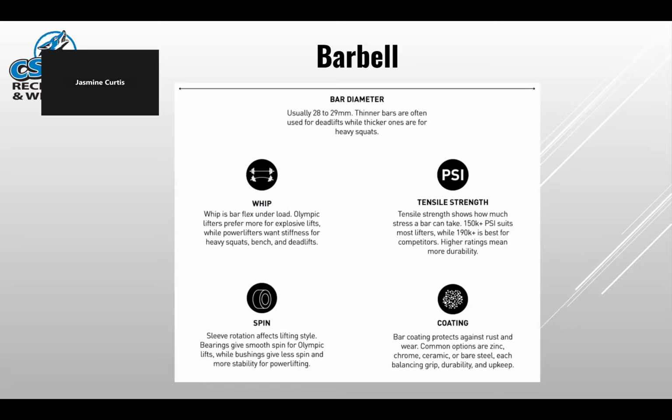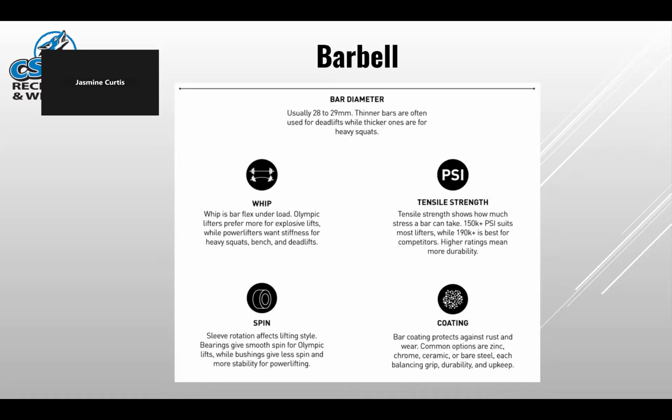PSI is tensile strength. So PSI is saying how much stress the bar can take. 150K PSI suits most lifters, and then 190,000 is best for most competitors. Higher ratings mean more durability.